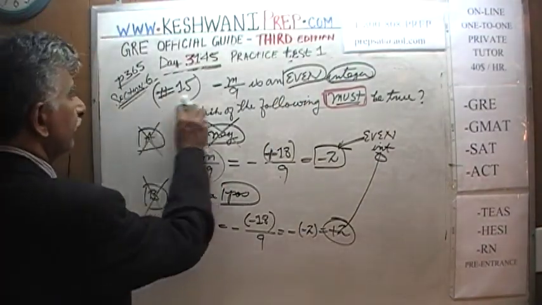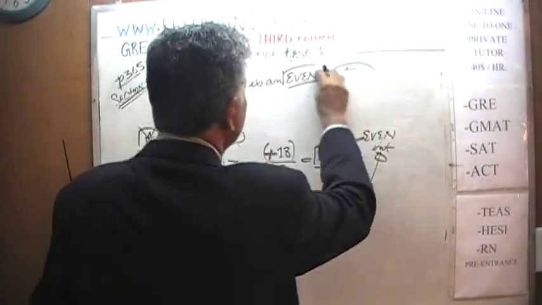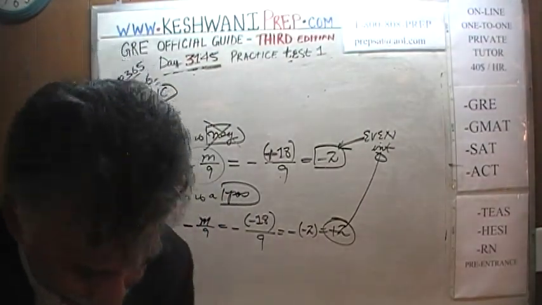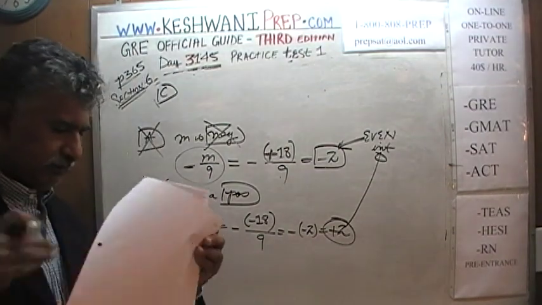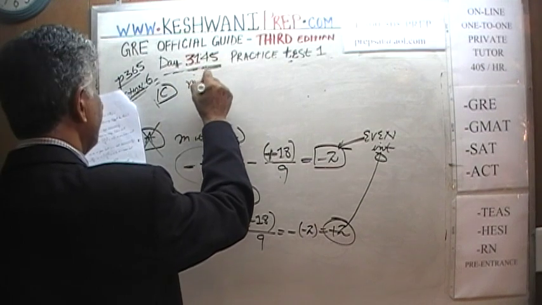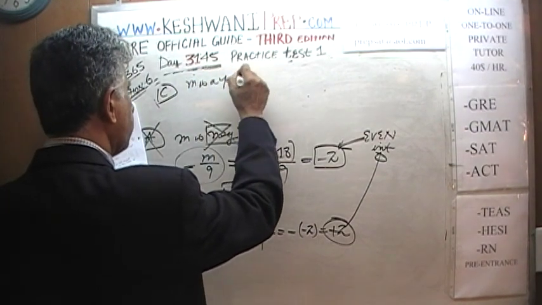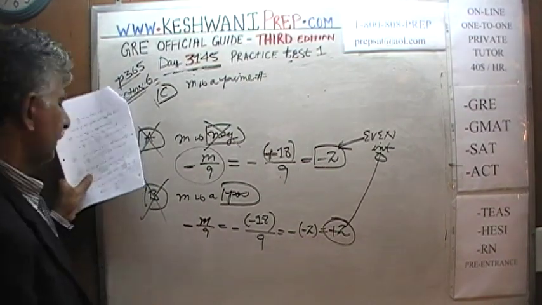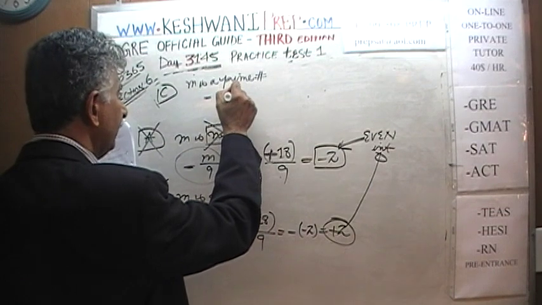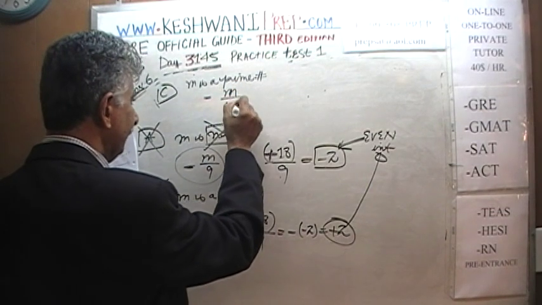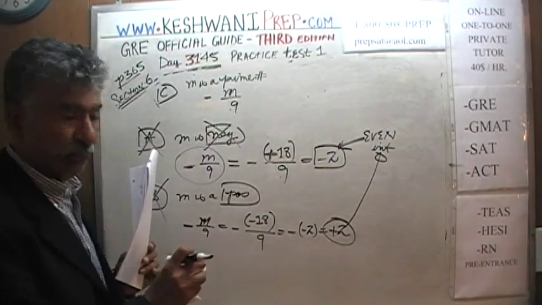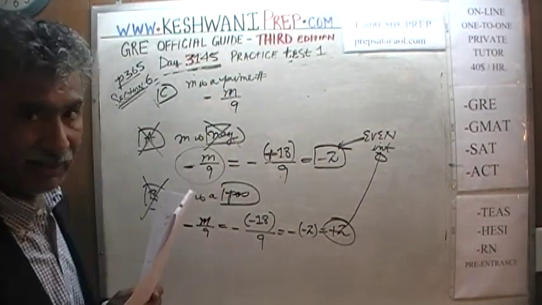Third statement. Statement C says m is a prime number. Now here they are trying to trip us up. Listen carefully. They try to trick us because originally what is given in the problem is m over 19, which we changed to 9. So I'm going to show you both ways what happens. Let's pretend it's 9. Let's just start with that.